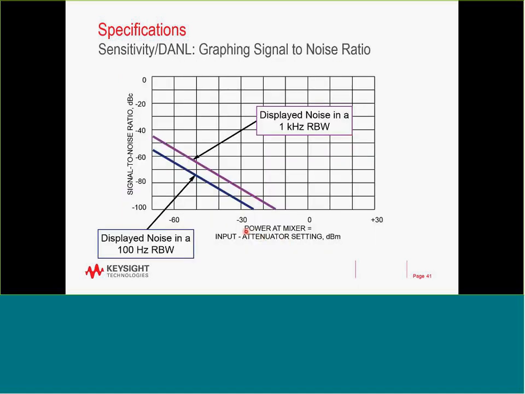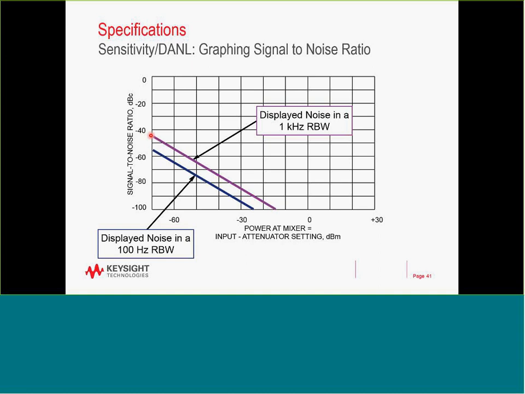Do a check here where we put the power at the mixer, which is actually the input power attenuator. So if you're reading 0 dBm on the display of your analyzer and you have 25 dB of attenuation, then the mixer level is minus 25 dBm. And on this axis, we see the signal to noise ratio in dB.